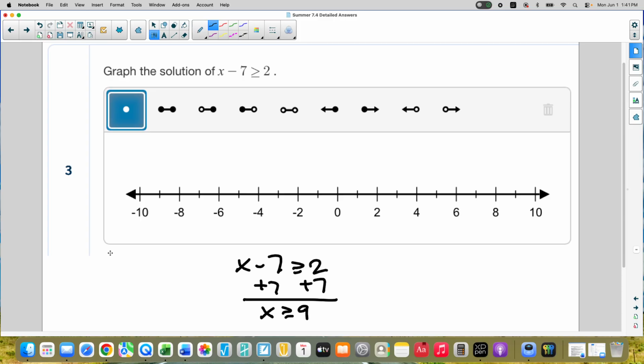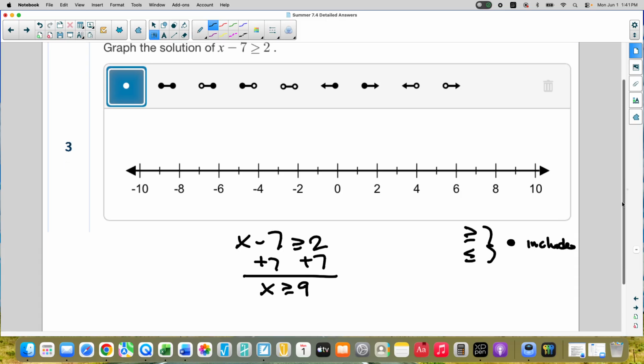We have to understand that greater than or equal to and less than or equal to are going to have closed circles because we want to include the solution, the boundary. If we have greater than or less than, it's going to be an open circle, which is not including the boundary.